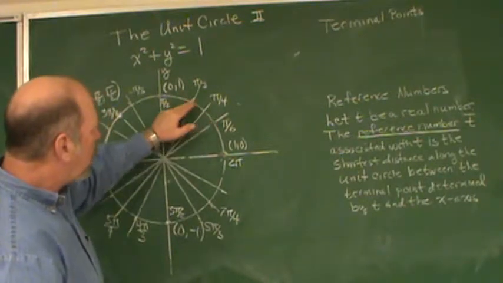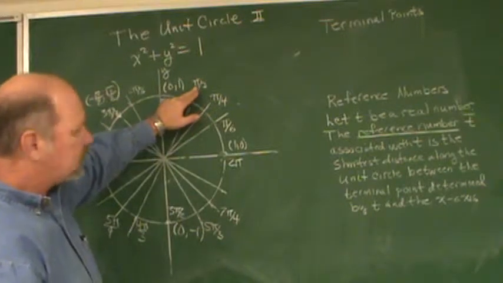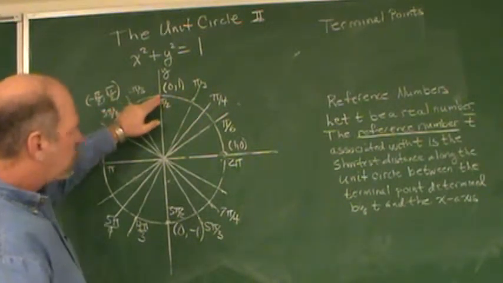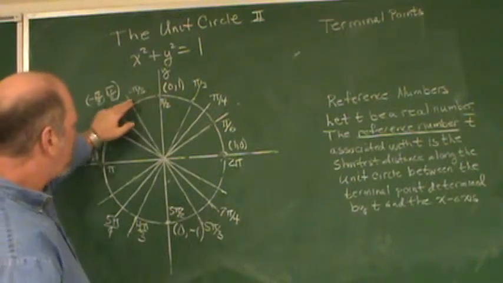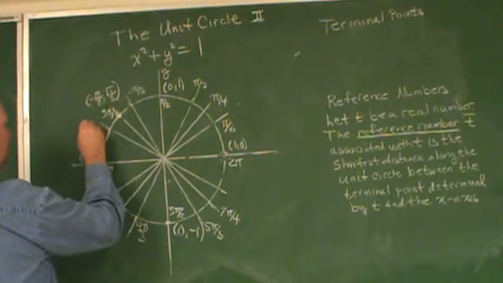If I go another pi over 6 units, that's 2 pi over 6. Well, 2 pi over 6 is pi over 3. 3 pi over 6 is pi over 2. 4 pi over 6, well, once again, that reduces. This is going to be 5 pi over 6.